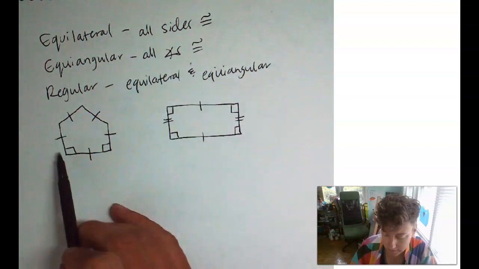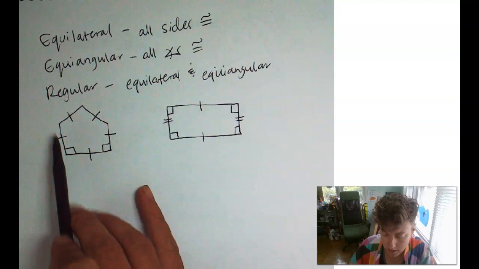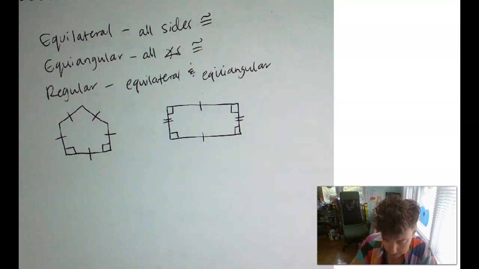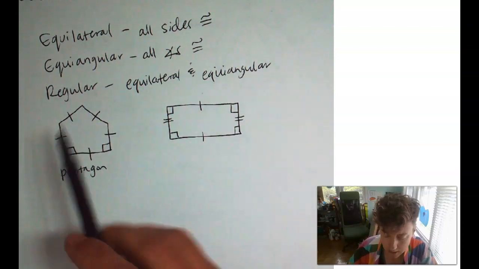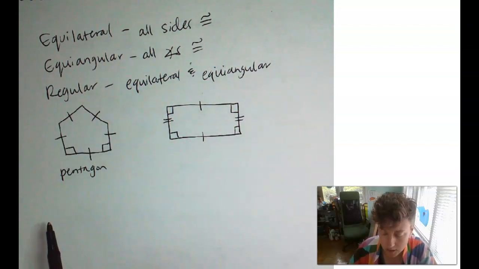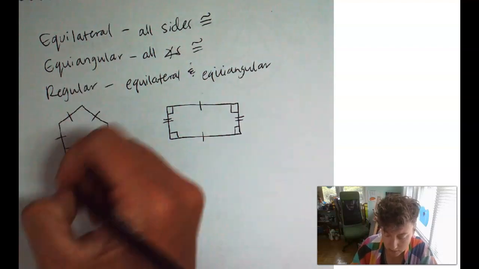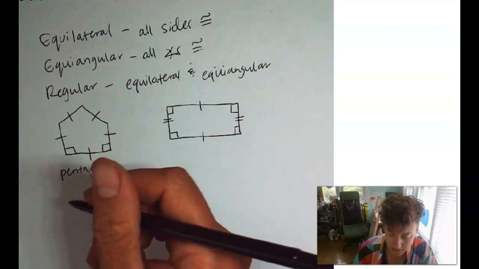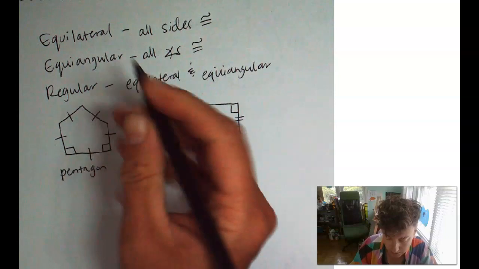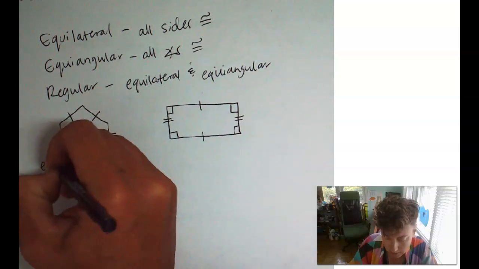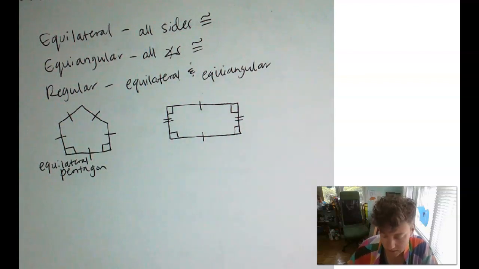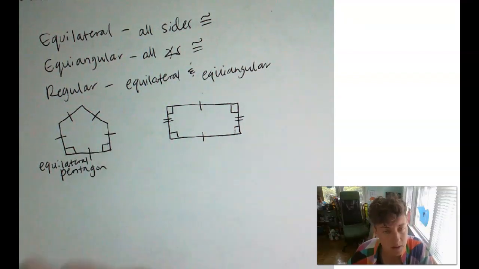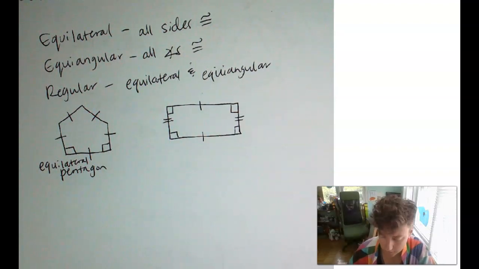So this guy has 5 sides, so it's a pentagon. And all of these sides are marked congruent, so it's equilateral. So this is really an equilateral pentagon. That word should come first, so I didn't leave myself a lot of space. Equilateral. And we see we have 2 right angles here, but nothing else is marked. So it is not equiangular and it is not regular.